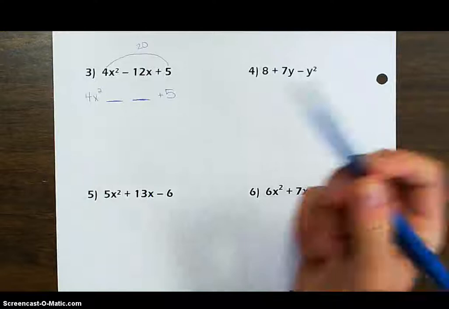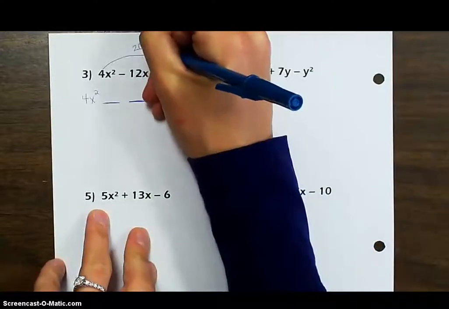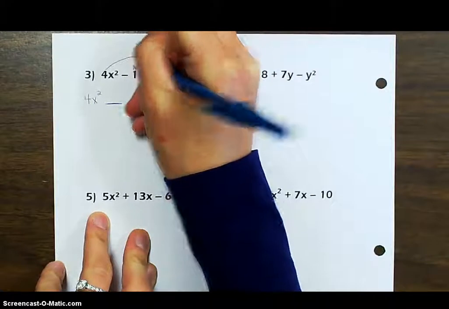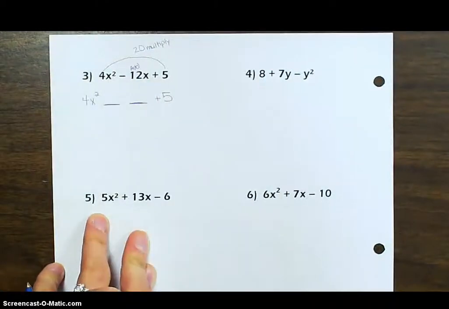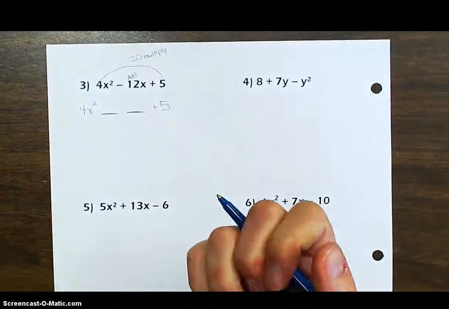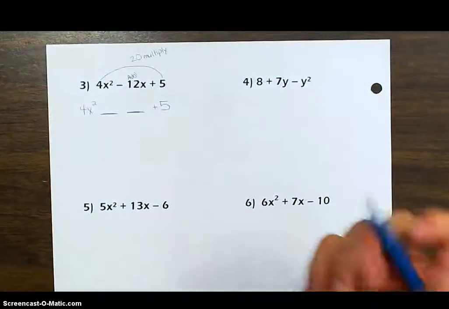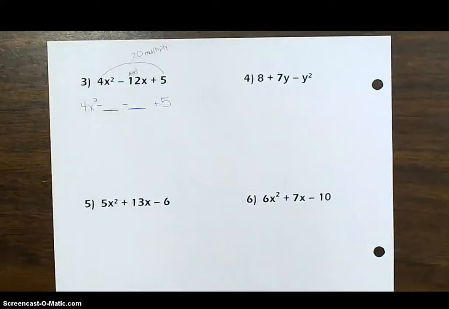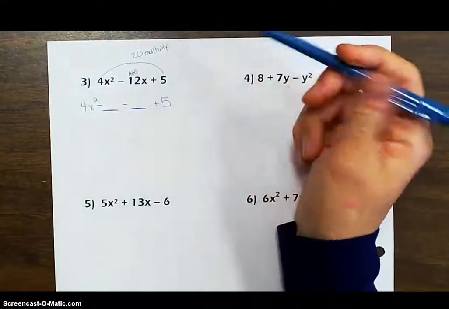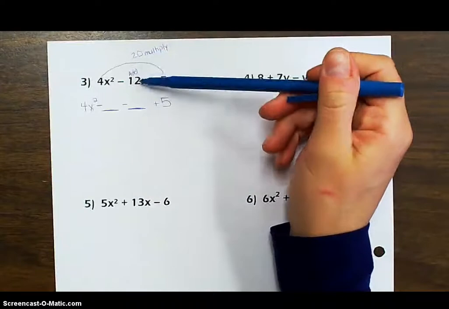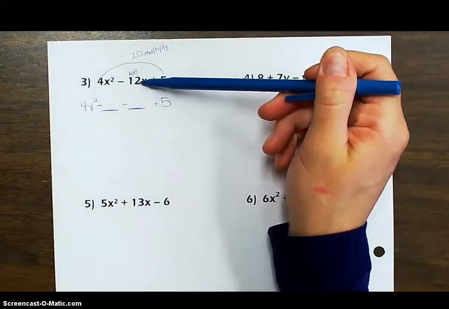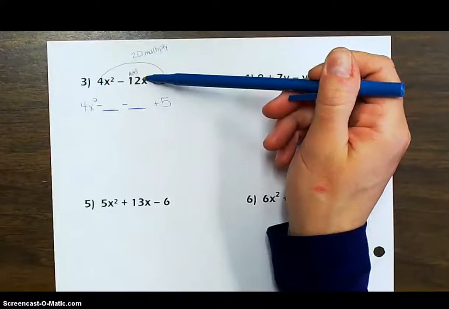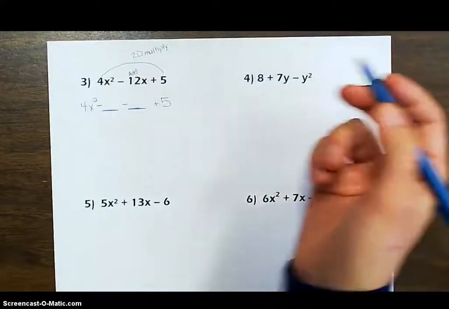So now we need to think of two numbers that are going to multiply to positive 20, and they are going to add to negative 12. They multiply to positive and add to a negative. That means they're both going to be negatives. And let's see if we can come up with those two numbers. Well, let's see, 4 times 5, but when I add those together I get 9, not 12. How about 2 and 10? 2 times 10, 20. 2 plus 10, 12. So let's go ahead and use that. So a 2 and a 10.